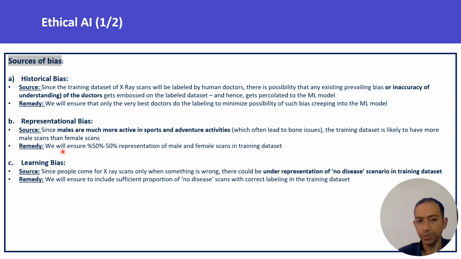Then learning bias could also be there. Now what happens is, people come for X-ray scans only when there is something wrong with them. A healthy person will not visit an X-ray center and say, take my X-ray scan. So the no disease scenario will probably not be there in the training data set, because a healthy person will not go to an X-ray center and get his entire body scanned by X-ray, because there are drawbacks to getting X-ray done on your body. So no disease scenario may be underrepresented in our training data set. So what we will try to do is make sure that there are a sufficient number of no disease scenarios also represented in the training data set, so that this learning bias is not there for the ML model.